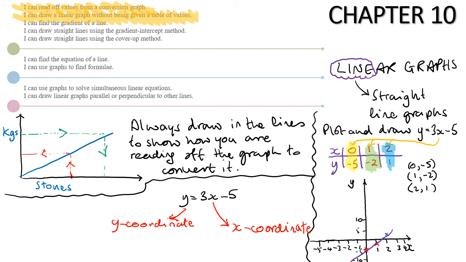And then you always extend the line to the full size of the grid. So don't just join up the 3 points that you've done. And the second point is, because it's a linear graph, this should be a straight line. If you've got any zigzags, anything out of place, then you need to go back and check that you have plotted it correctly.